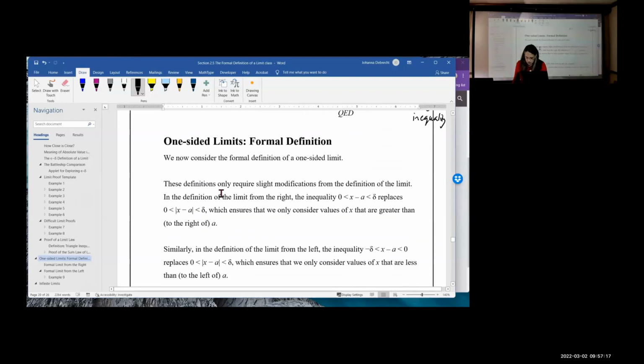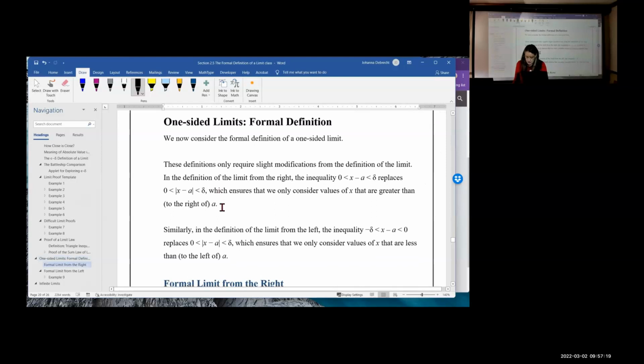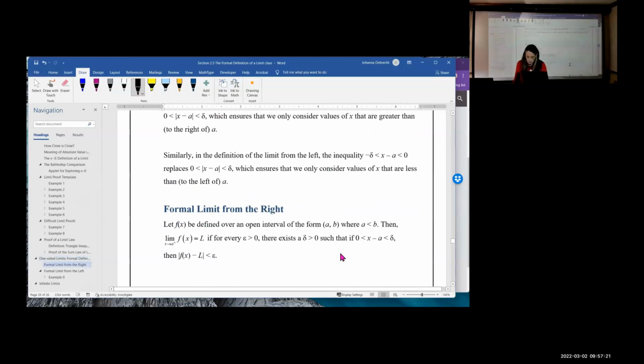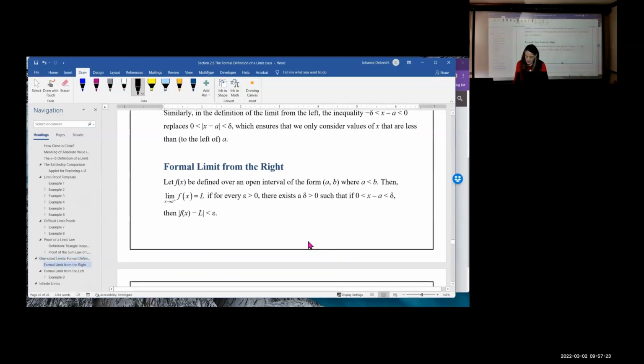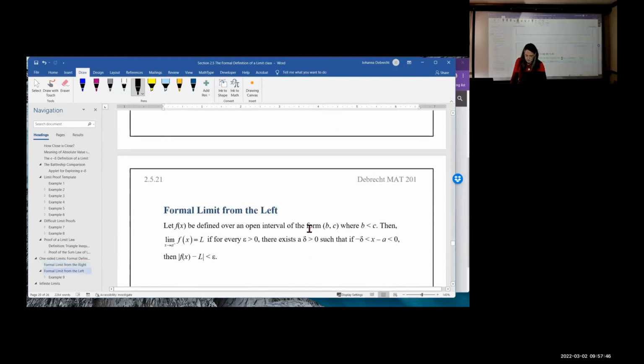We also need to define our one-sided limits. In our one-sided limits, the only change that we need to make is we don't need absolute values. We just need to make sure that we use the correct side. So this is the limit from the right, where you're only coming at x values that are greater than a. So you have x minus a greater than 0, less than delta. You don't need the absolute values because you know they're bigger than a. They can't be smaller for the limit from the right.